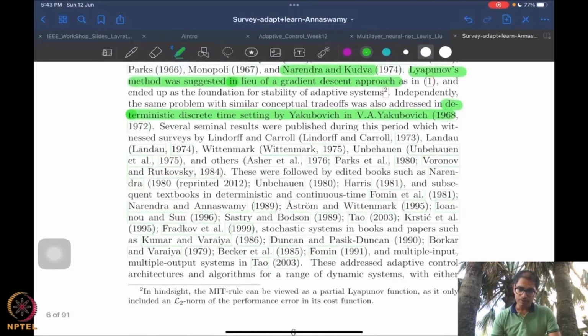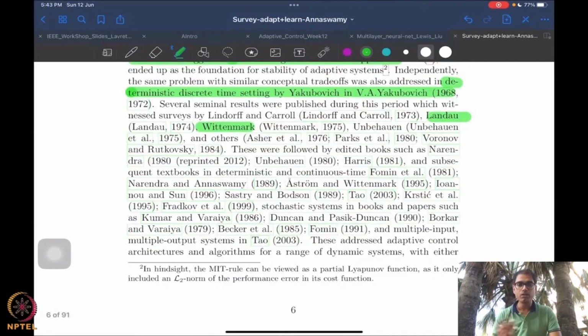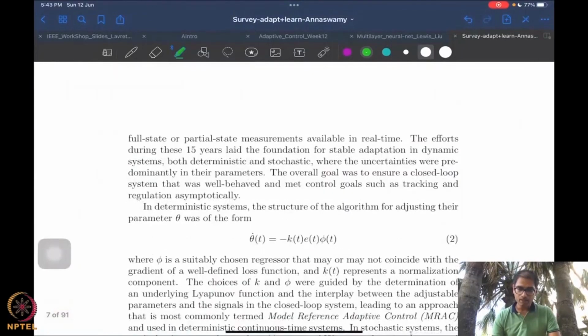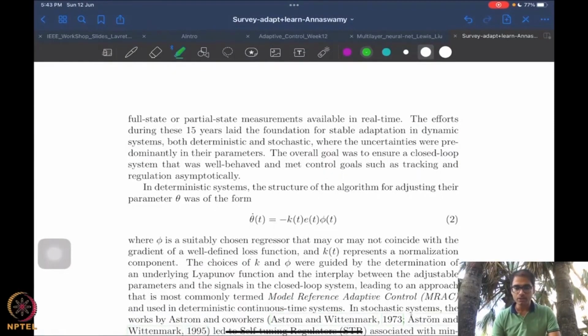So a lot of different works. There was work by Landau, Wittenmark, amongst others. You will find these names in very good books on adaptive control: Narendra and Annaswamy, Astrom and Wittenmark, Ioannou and Sun, Sastry and Bodson, Tao, Kristic, Fradkov, Kumar, Varaiya. So who did the stochastic systems? These basically addressed adaptive control architectures for a range of dynamical systems, with of course full or partial measurements and so on.